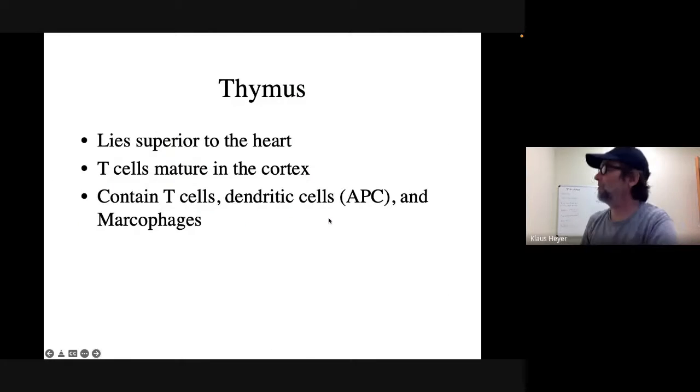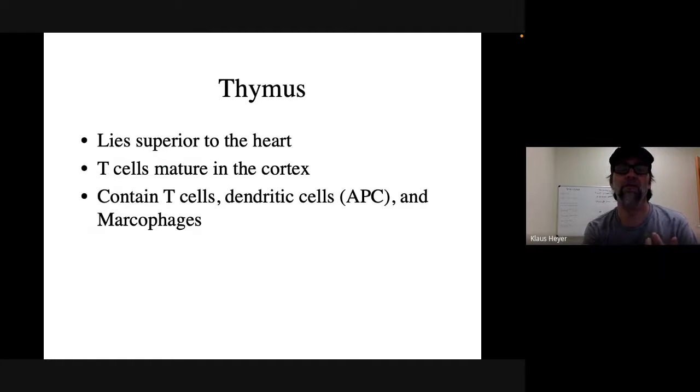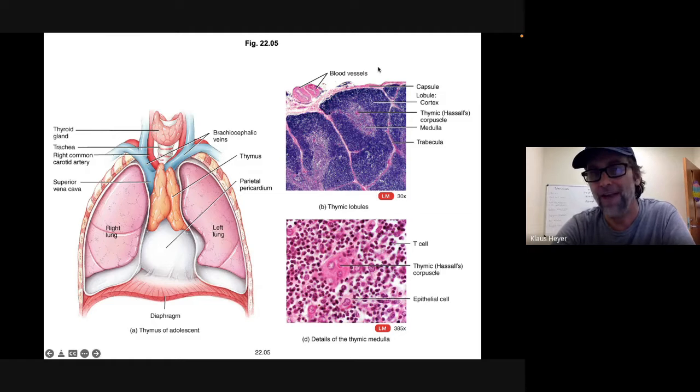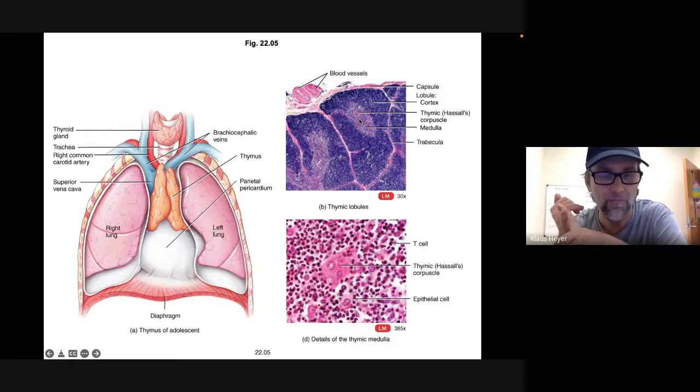All right, thymus. The thymus sits on top of your heart. It follows a very similar pattern to the adrenal gland in that you have a capsule. So this pink part's the capsule. You have a cortex, and here it's purple. And then you have a medulla, which is a lighter color. Capsule, cortex, medulla.